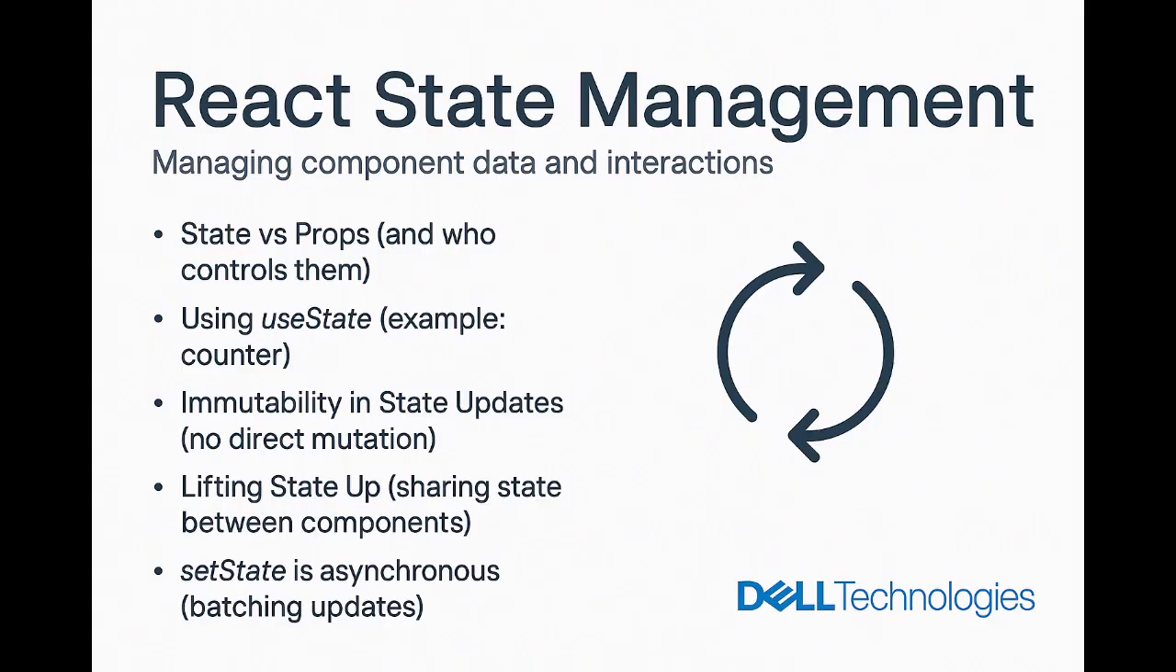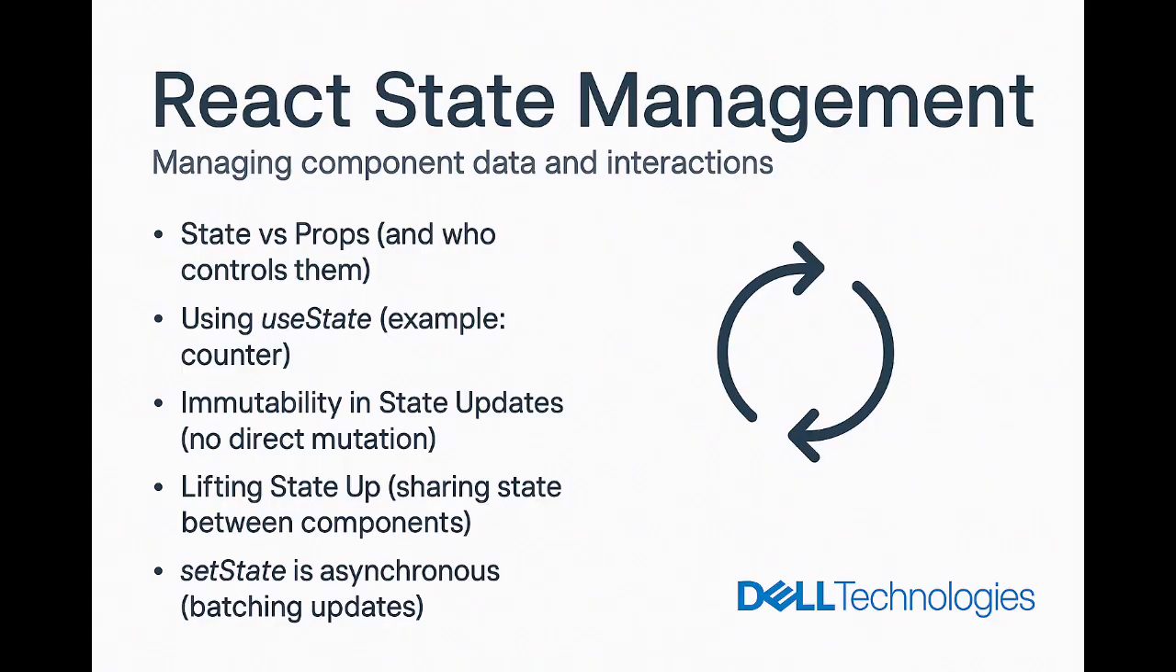Lifting state up. Often, in a React app, you have data that needs to be shared by multiple components. Perhaps two sibling components both need the same piece of information. The recommended solution is to lift the state up to the nearest common ancestor. For example, if component A and component B need access to some state X, then instead of each having their own copy of X, which could get out of sync, you put X in their parent's state and pass it down as props to both A and B, and perhaps pass down a function to update it as well if needed. This way, there is a single source of truth for that data.